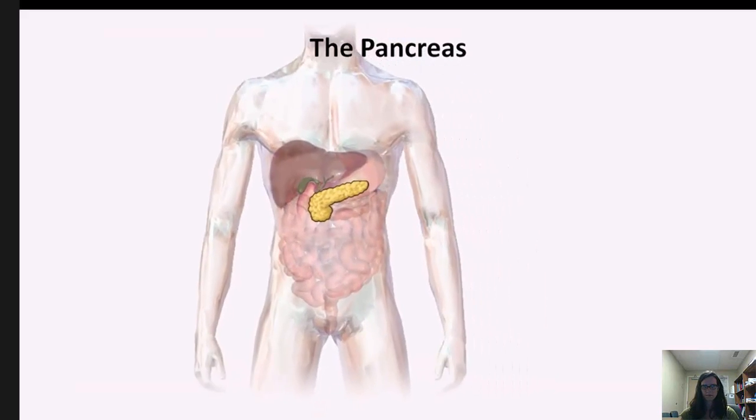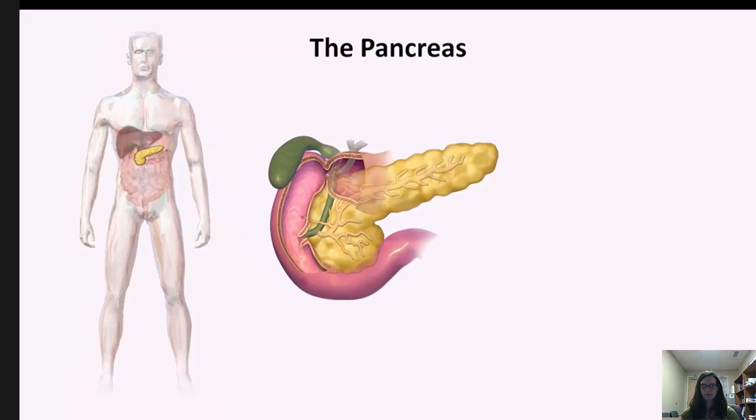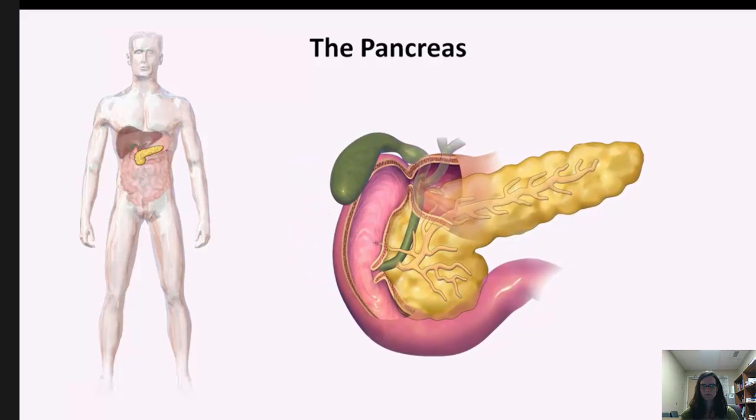Well, a good place to begin is with the pancreas. The pancreas is a glandular organ in the upper abdominal cavity located posterior to the stomach. It is typically divided into 3 geographic regions: the head, which is nestled against the duodenum, the body, and the tail, which stretches laterally towards the spleen.